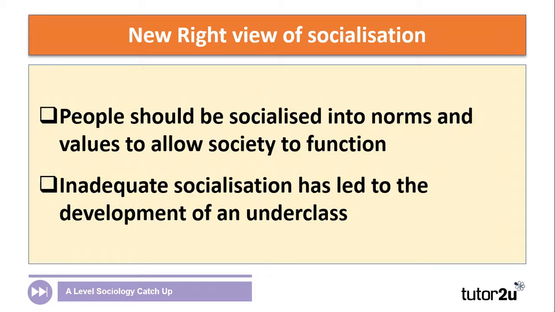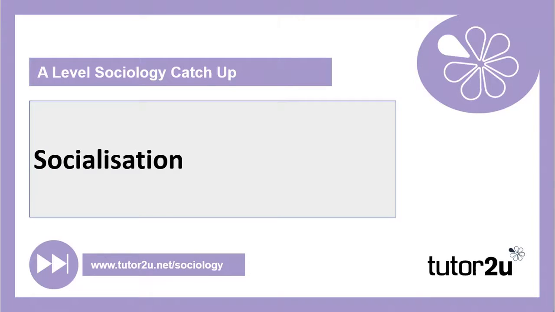The New Right see behaviours that deviate from their prescribed idea of the norm, such as unemployment, antisocial behaviour, or marital breakdown, as being the result of inadequate socialisation, and that those who are not adequately socialised form part of an underclass in society. That concludes this first session on socialisation.